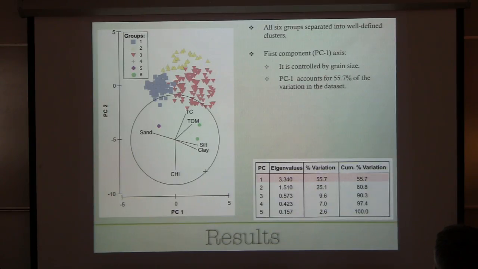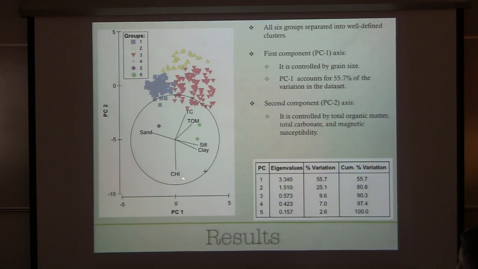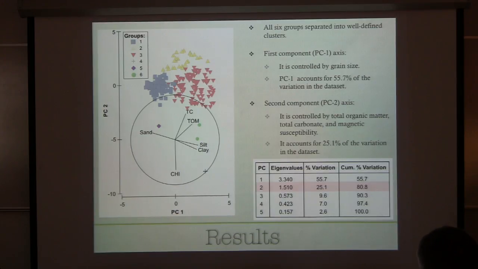And what we see is PC1 accounts for 55.7% of the variation in the data set, so a fair amount. We then looked at the second axis to see what's going on, and we see that it's controlled by magnetic susceptibility, carbonate, and organic matter. Same concept. The further up on the graph the samples are, the more influenced by carbonate or organic matter, such as groups 1 through 3. The further down on the graph, the more influenced by chi, or magnetic susceptibility, so groups 4 through 6, which makes sense because those groups 4 through 6 are those 4 atypical values. And the eigenvalues tell us that that axis accounts for 25.1% of our variation. So still a fair amount.